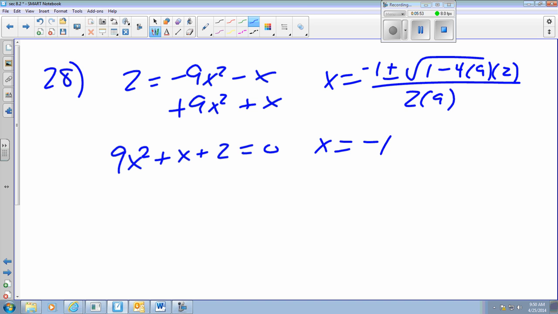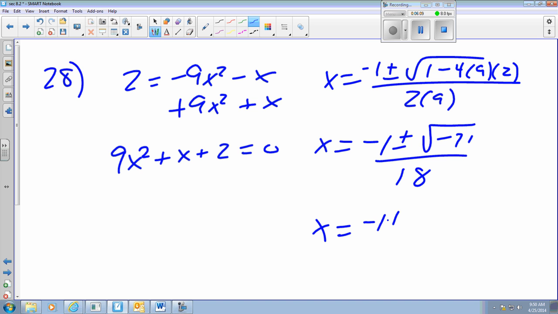Simplifying that, I get negative 1 plus or minus the square root. If I multiply this out, I get negative 72 plus 1, which would give me negative 71, over 18. The only thing we can simplify here is bringing out that negative. Remember, when we square root the negative 1, it comes out as an i over 18.